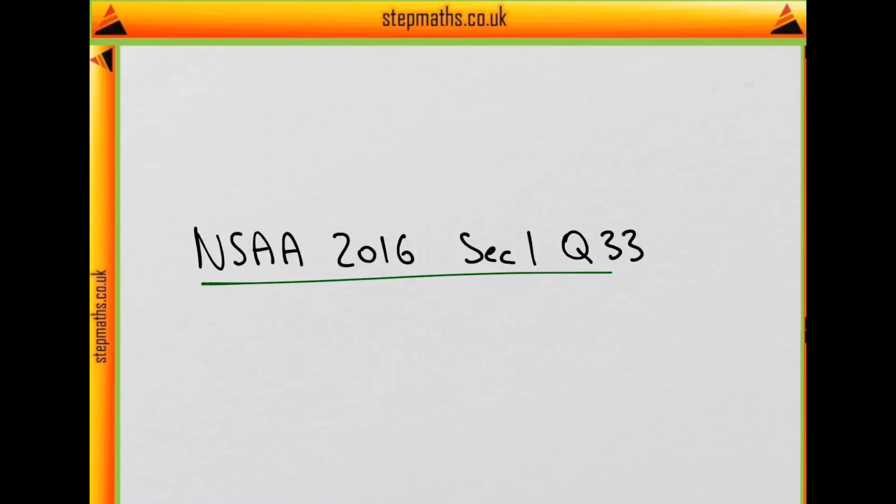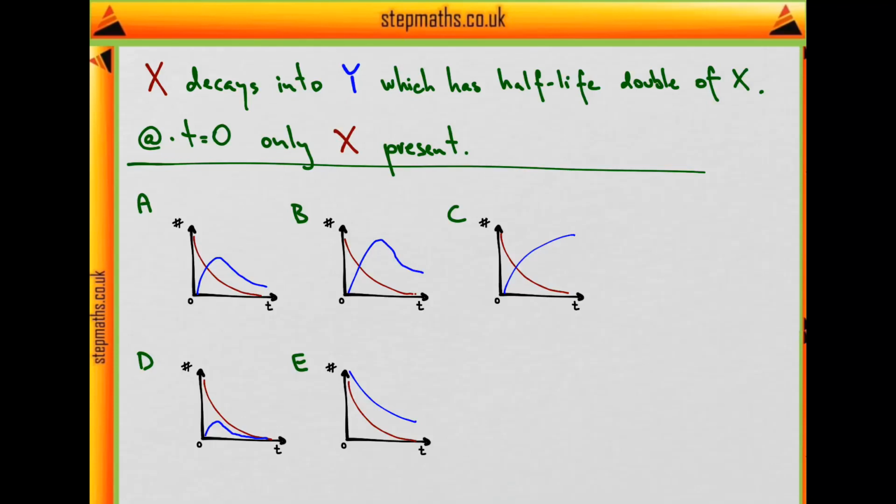In this video, we'll look at question 33 from the 2016 exam. So an element X decays into an element Y, which has a half-life double that of X. And at t equals 0, only the element X is present. And we are supposed to say which of these 5 graphs of the number of atoms of X and Y as a function of time could possibly describe this situation presented above.